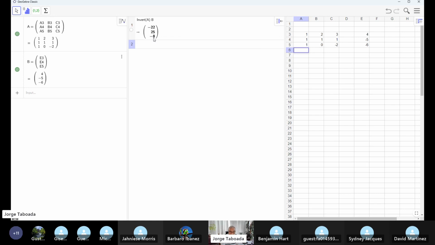So what is the final answer? The final answer is x is equal to minus 22, y is equal to positive 25, and z is equal to minus 8. Cool?